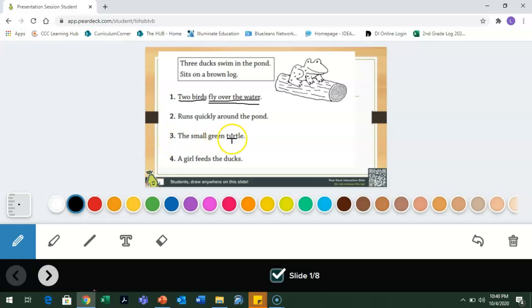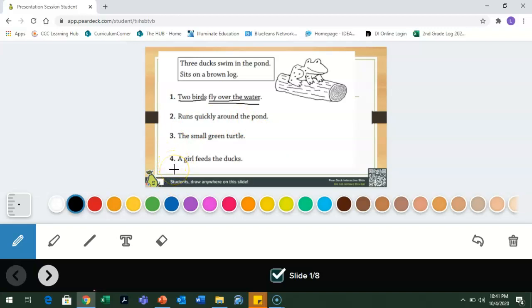The small green turtle. So let's look at that sentence and see if that's a complete sentence. Who are we talking about? Get ready. Yes, the small green turtle. That's the subject. And what is the small green turtle doing? Get ready. Do we know? No, why, boys and girls? So we don't have a complete sentence because we don't know what the green turtle is doing. So we leave it blank. Now let's go to sentence number 4.